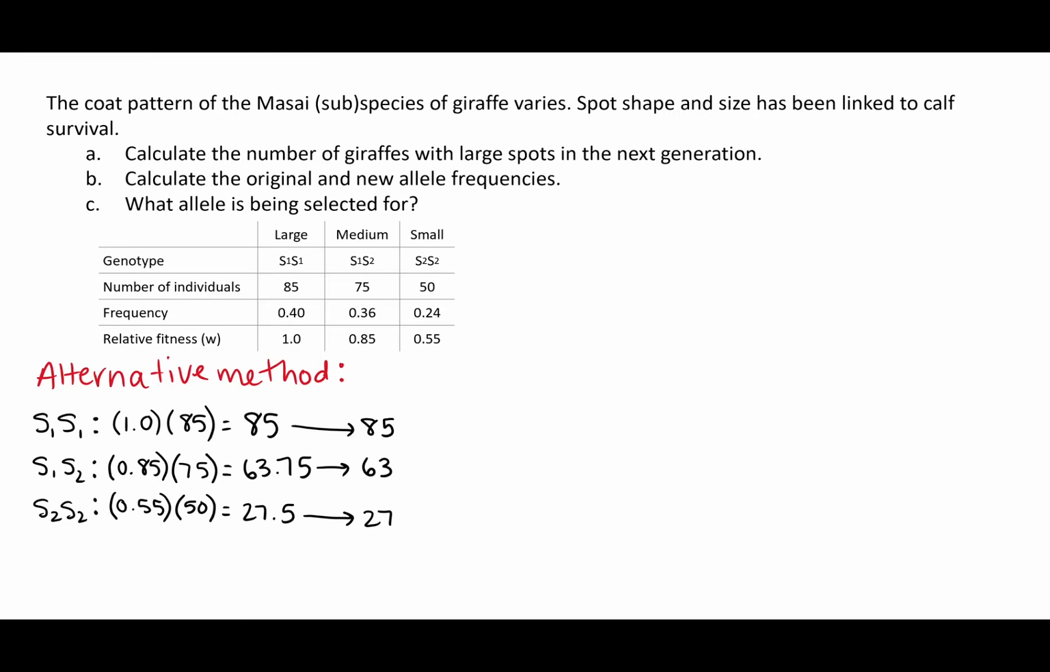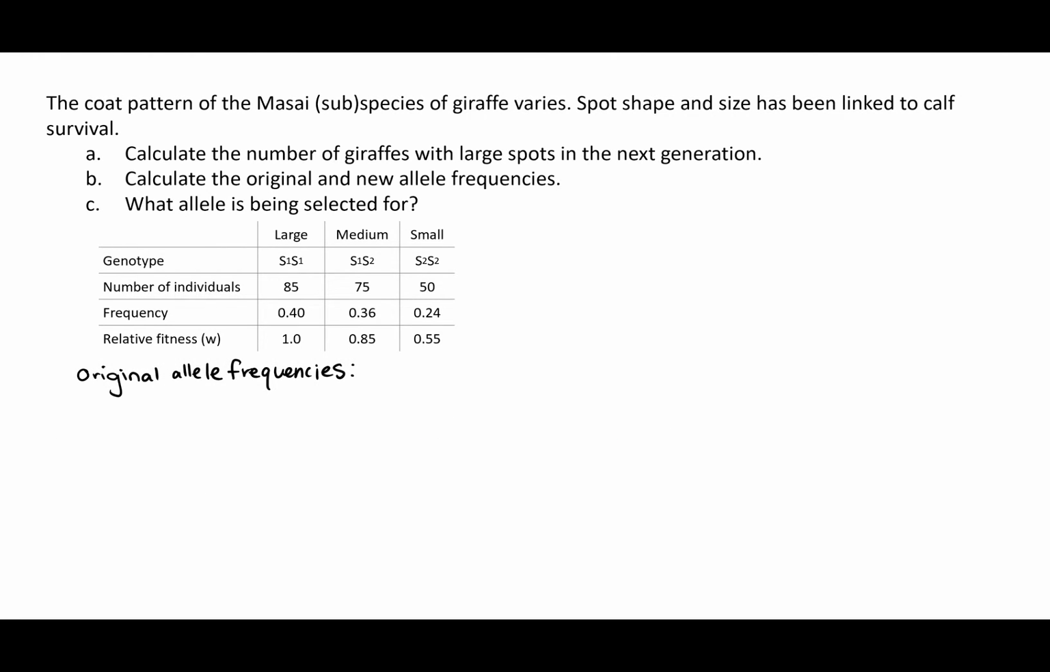So we end up with 85 large giraffes, 63 medium, and 27 small, which ends up being 175 individuals in our population. So same total, but we end up with 85 large spotted giraffes in our new generation instead of 84. So just a difference in rounding. We're going to take this 85 and 63 and 27, and we're going to use those numbers along with our original data to calculate our original and new generation allele frequencies.